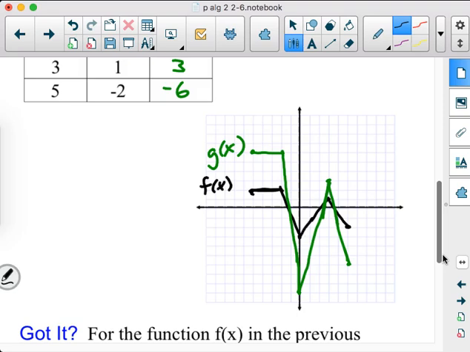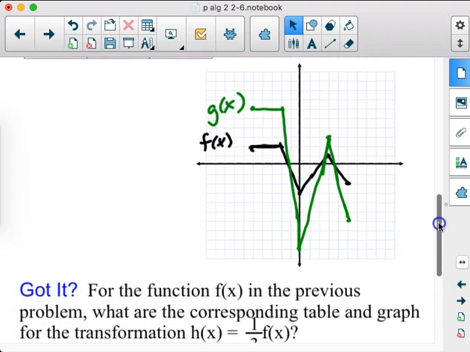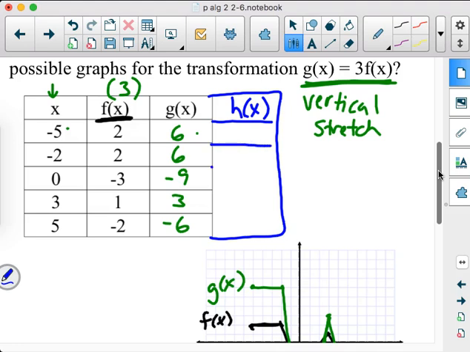So now, they have another one down here. We're going to need to grab a different color. This one says for the function f of x in the previous problem, what are the corresponding table and graphs for the transformation h of x is 1/3 f of x. So I'm going to change colors to blue here. And I'm just going to add a column to this table, remembering that it said 1/3 of f of x.